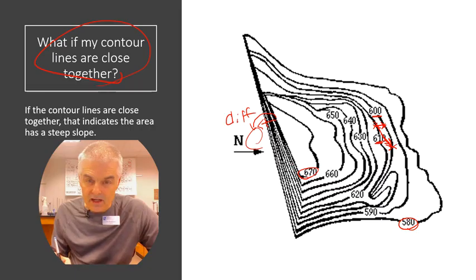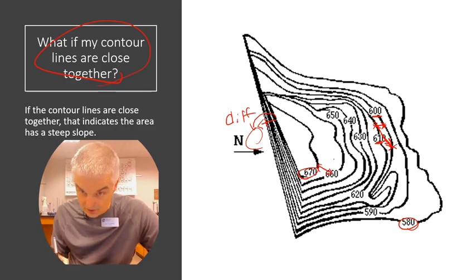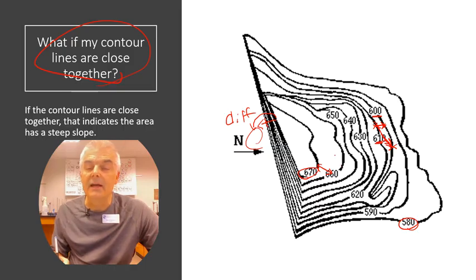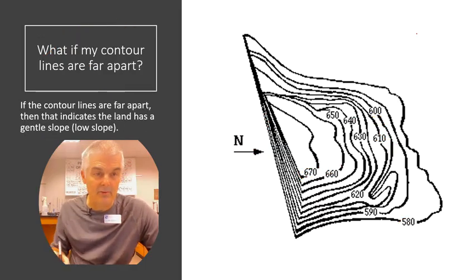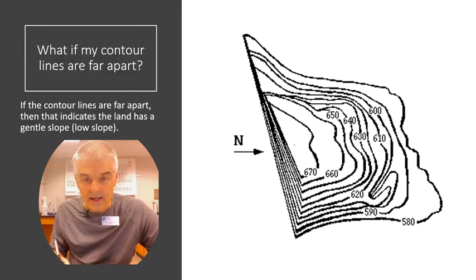But this is a contour interval. The contour interval, by the way, is 10, 670 to 660. That's the contour interval between the two lines. Does that make sense? And that's the difference, all right? Let's think about this. What is it if they are far apart? So now we're going from here to here, and that's a much further distance.